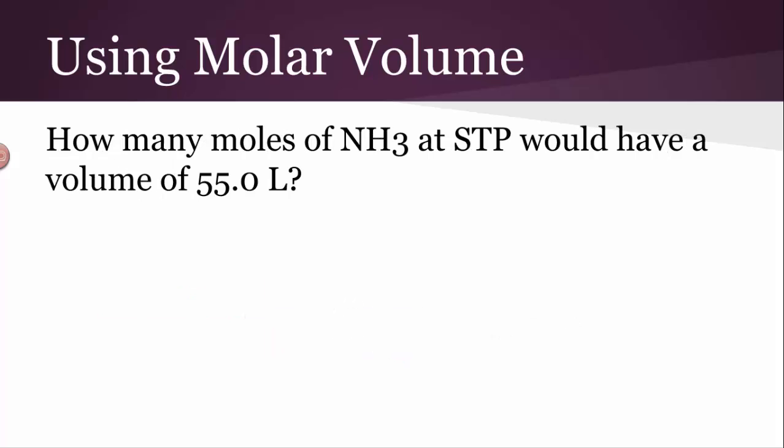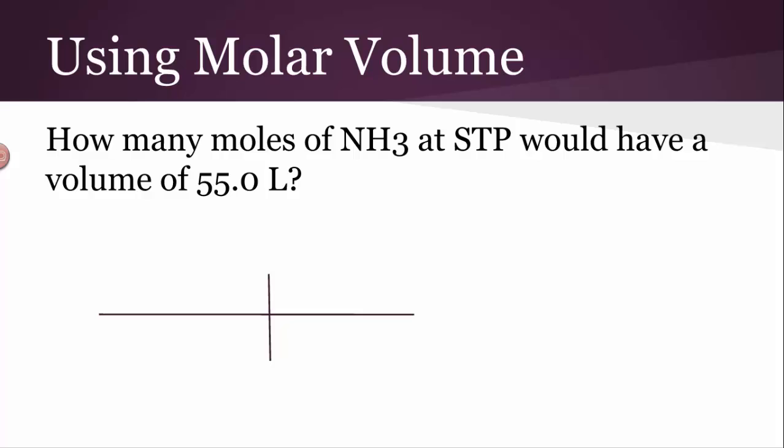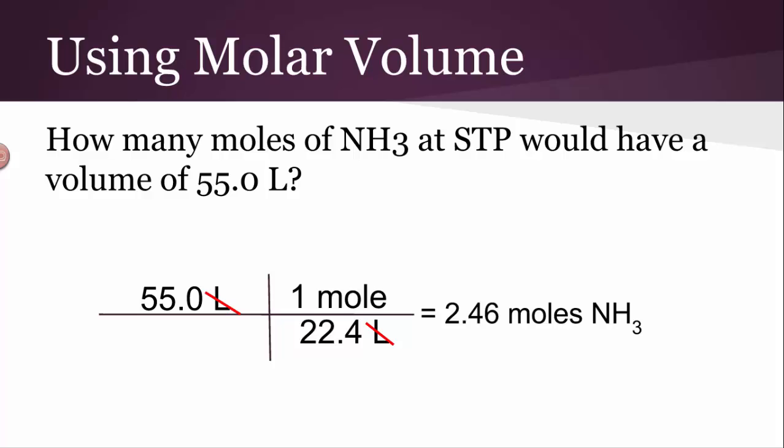I can do it the other way. How many moles of NH3 at STP would have a volume of 55.0 liters? Stop the video and try this one on your own. All set? Let's see if you did it the way I did it. There's my cross. The number given is 55.0 liters, so that goes in the upper left. Liters is in that unit, so I want liters in the bottom, which means I put 22.4 liters down below and 1 mole on the top. And that allows me to cancel liters. Now it's 55.0 divided by 22.4, 2.46 moles of NH3. Is that what you got? If so, you're on the right track.